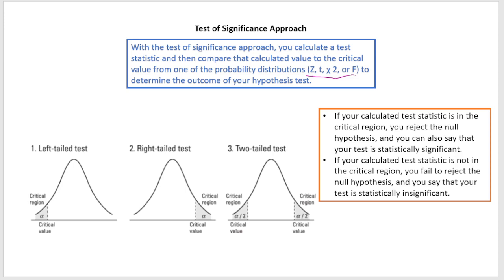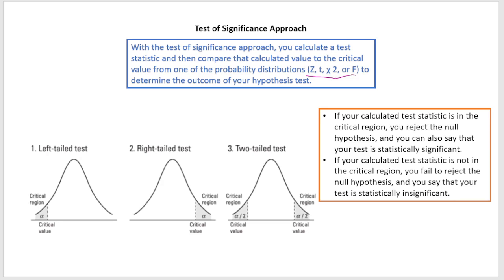Those critical values you can find from the Z table, T table, chi-square table, and F table, or we also call them the Z distribution table, T distribution table, and so on. So how do we arrive at the conclusion to determine the outcome?